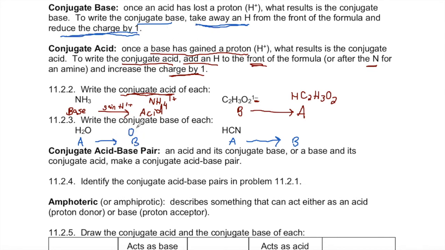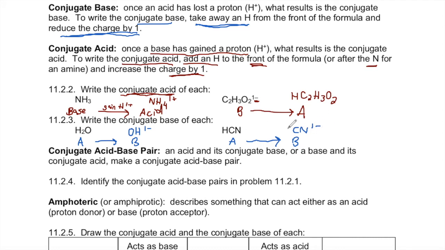So that would result in a hydroxide ion for water. One of the H's is missing. The charge has gone down by 1. And for hydrocyanic acid, it would be the cyanide ion. We take away the H and we take away 1.